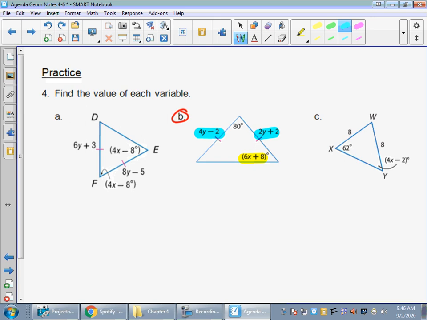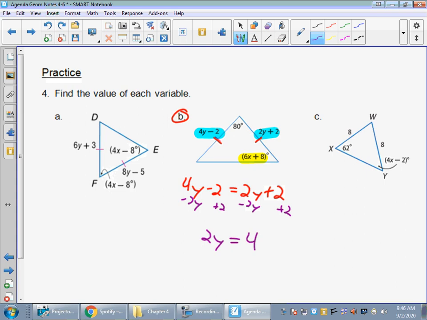I know that those two have to be equal because of these dash marks. So I'm going to start that way and go 4y minus 2 equals 2y plus 2. Then I can do algebra and solve this. I'm going to subtract 2y from each side, and I'm also going to add 2 to both sides. That's going to give me 2y equals 4. And then when I divide by 2, I get y equals 2. So that's part of it.